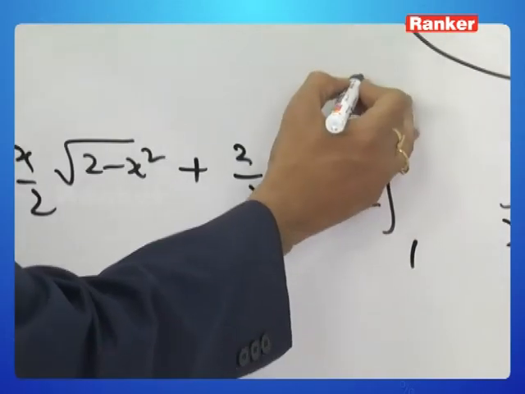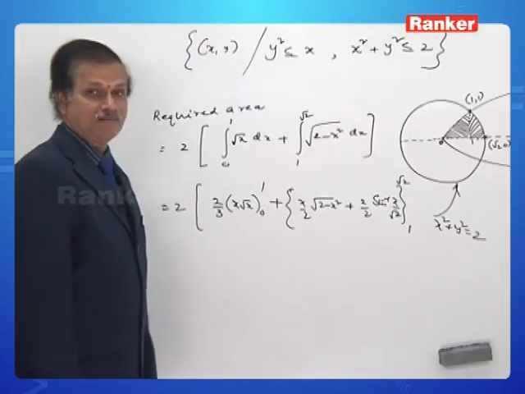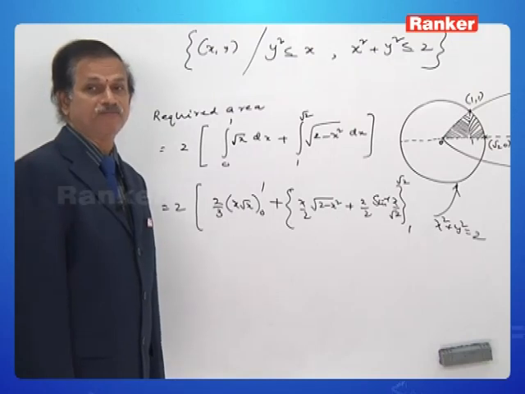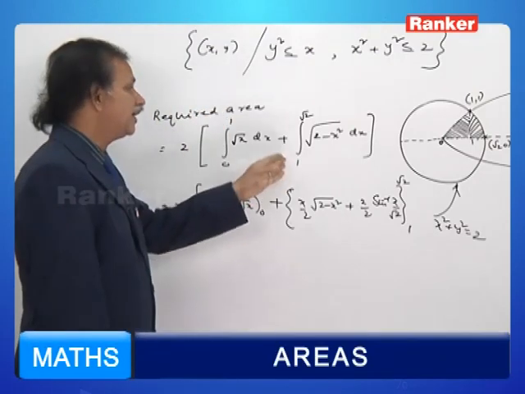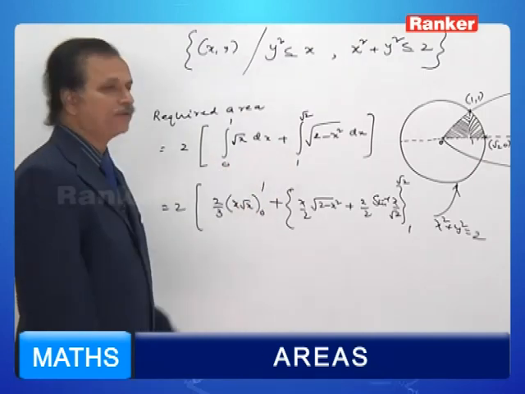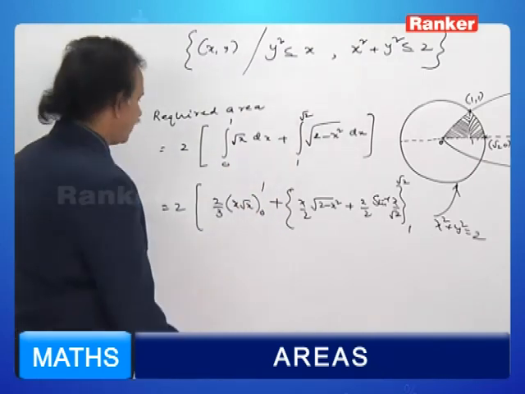Between the limits 1 to root 2. Previously we have thought of using a square pi by 4. That formula is valid when and only when the integral is 0 to a. It is not 0 to a. You must do it. Okay, right.